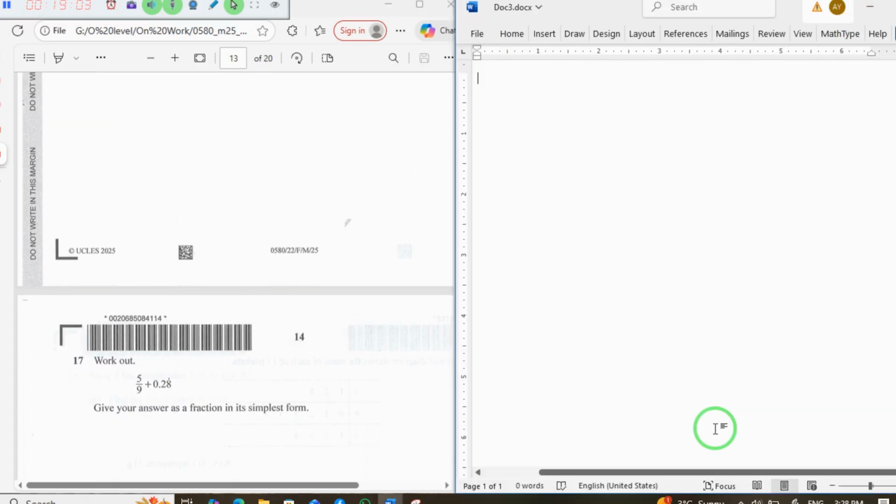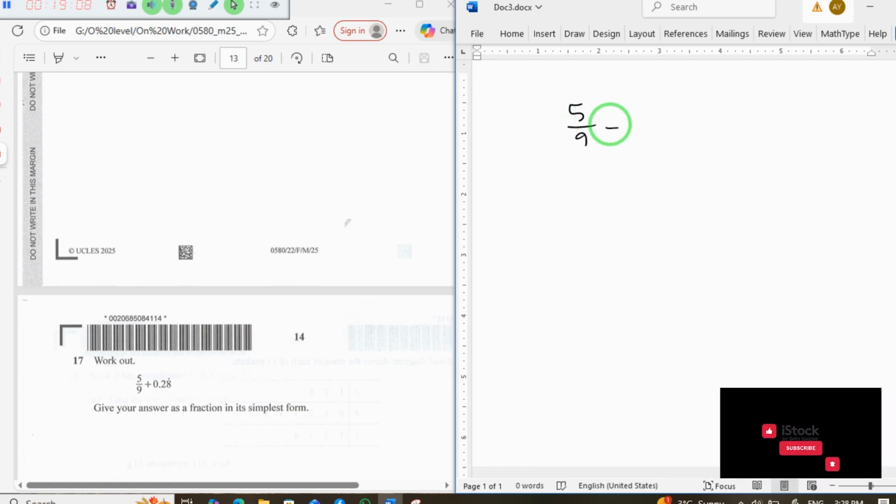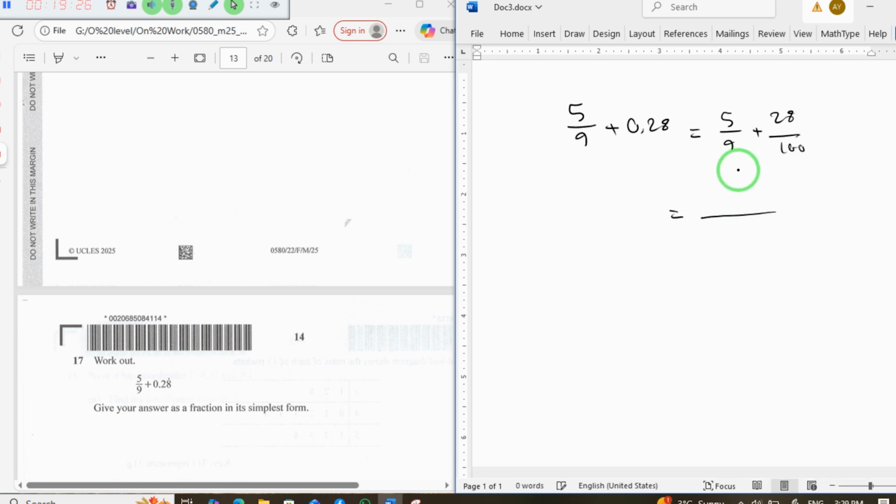So let's start. Here we have 5 over 9 plus 0.28. Here we have 5 over 9 plus, we change to fraction, 28 over 100. Then we can take a common denominator as 9 times 25. Here we can simplify it: 7 times 4 is 28 and 25 times 4 is 100. Then the common denominator is 9 times 25, divided by 25 and multiplied by 5, plus divide the common denominator by 25, remain 9.